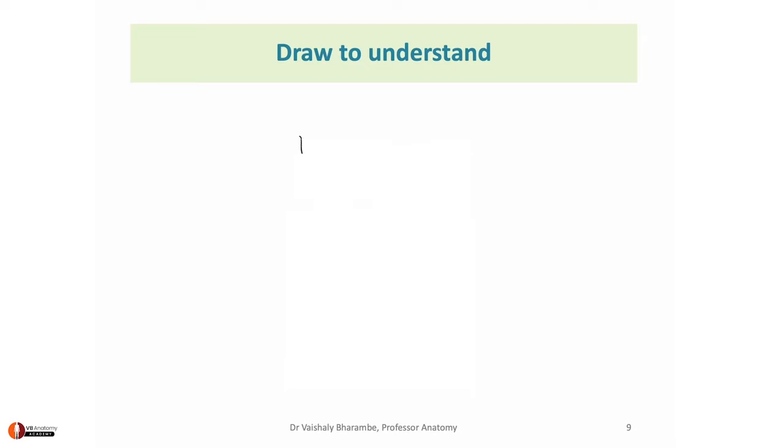Let's draw the femoral triangle by first drawing the anterior superior iliac spine and the pubic tubercle. Join these with the help of the inguinal ligament. Carry the inguinal ligament a little bit inside, forming the lacunar ligament.